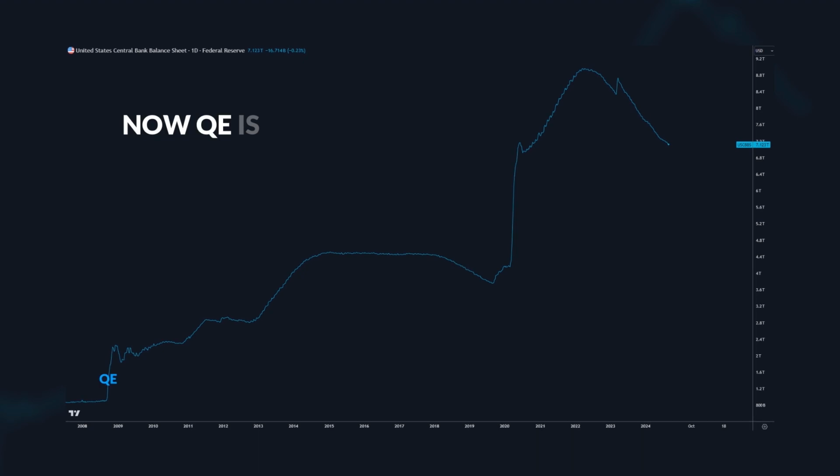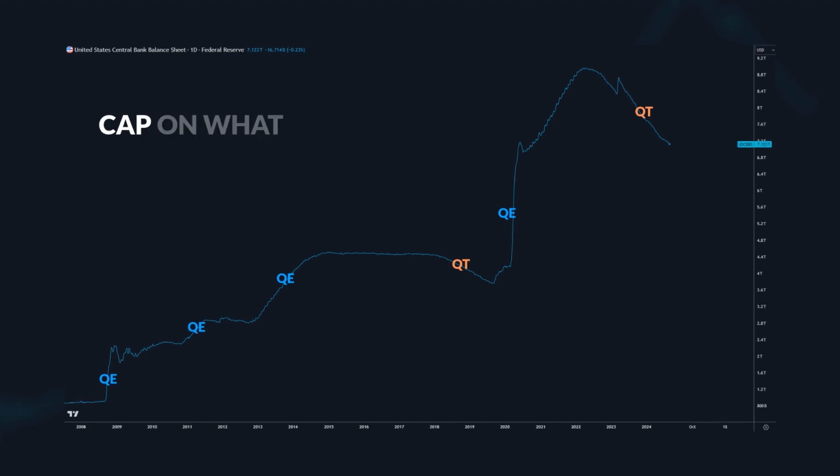Now, QE is done to stimulate the economy, stimulate inflation, while QT is done to do the exact opposite, to start putting a cap on what could be an overheating economy. That's basic central banking stuff. Add liquidity to support the economy, or remove liquidity to slow economic growth. Now, side note, why would the central bank stop economic growth? Why would it do that?